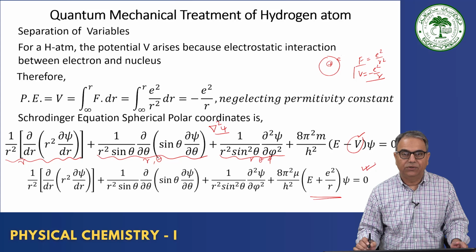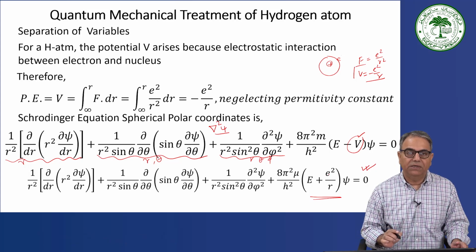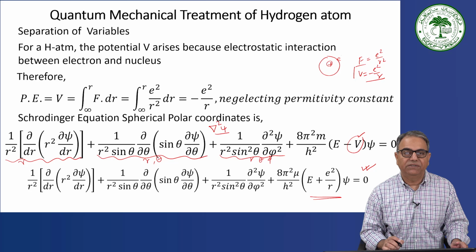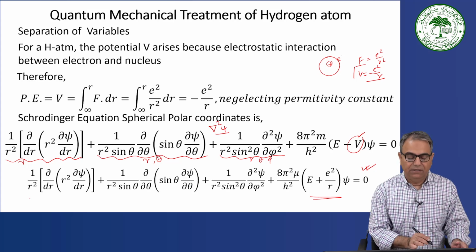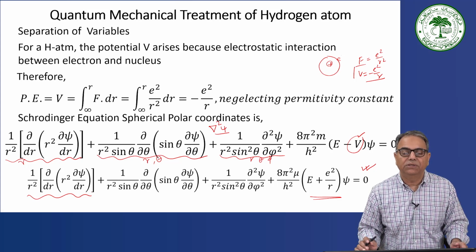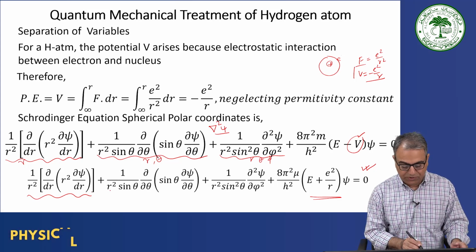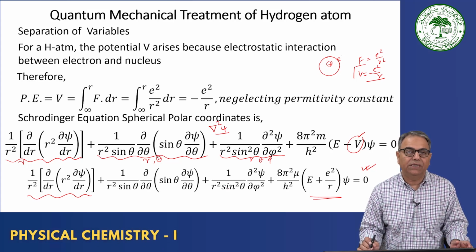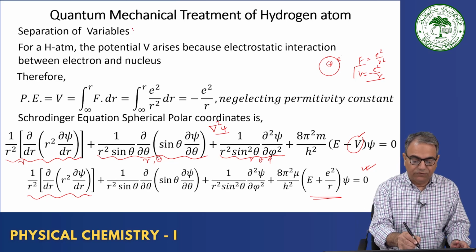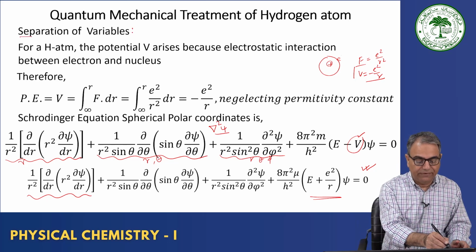See, the situation becomes a little more complex than the rigid rotor, because in the rigid rotor we supposed r to be equal to 1. And if you consider that, then this whole first part, the radial part, goes away, and you have an equation where you have only two variables, theta and phi. But in case of hydrogen atom, you cannot take r equal to 1. So r will remain there, and we have three different variables, r, theta and phi. And as previously, the first thing which we will be doing is the separation of variables.